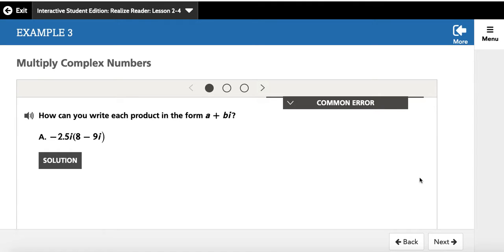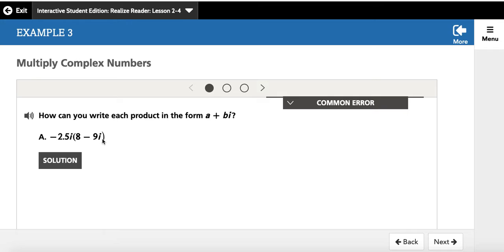Okay, Algebra 2 students, this is a video for example 3 of section 2.4. We're now going to see how to multiply complex numbers. How can you write each product in the form a plus bi, because your answer must be in the form a plus bi. We have negative 2.5i times a quantity 8 minus 9i.